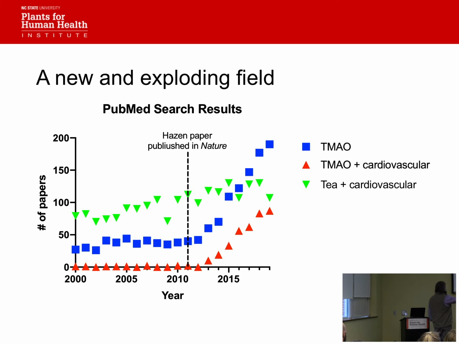So there are these TMAO papers that were out there. They're mostly about fish, marine organisms, things like that. If you look at TMAO and cardiovascular disease, there was like, this bar is a 0, that's a 1, 1, 0, right? And then that Hazen paper came out, and you don't usually see a curve like this for a topic in the literature.